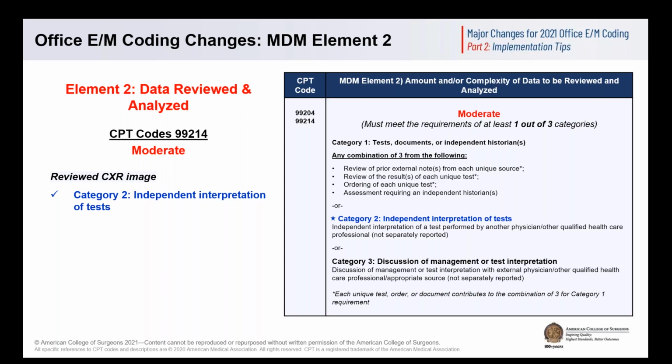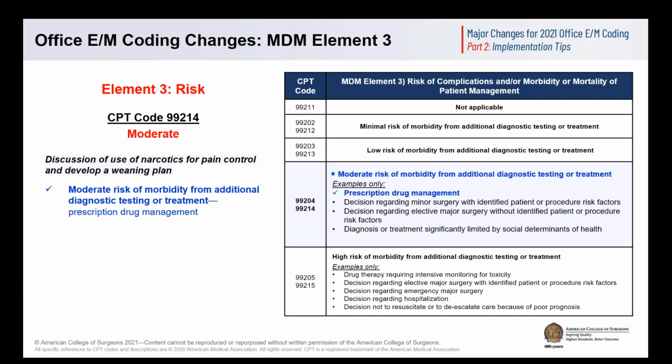Data reviewed for element 2 is moderate again. You review the chest x-ray independently and document that you have reviewed it with the 4 rib fractures and no evidence of a continued hemothorax. Next slide, please. And risk is also level 4, 99214, in that you talk to her about her prescription narcotics and her NSAIDs and develop a weaning plan for her. So this patient on all 3 elements qualifies for 99214. Next slide, please.